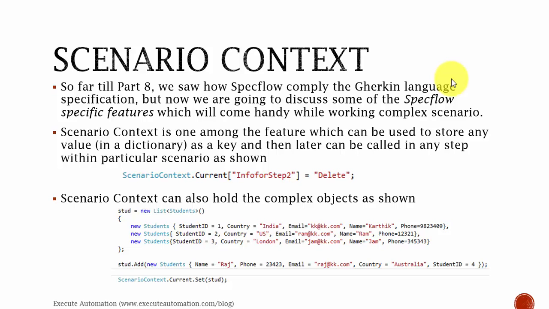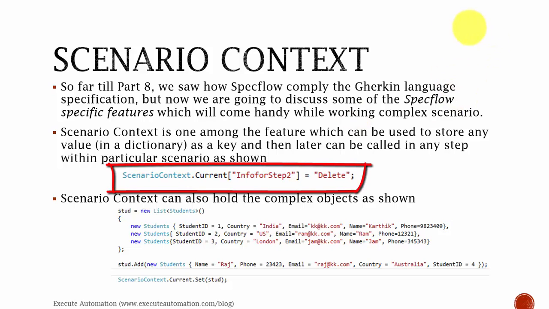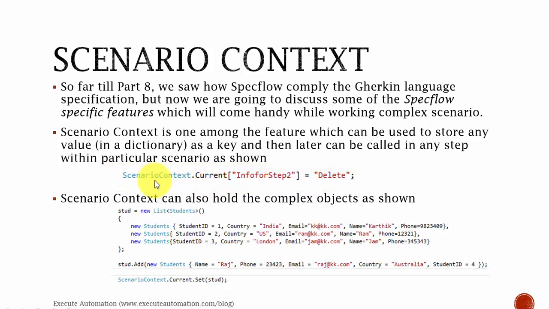In this part, we're going to discuss scenario context. Scenario context is one among the features which can be used to store any values. It's more like a dictionary in C Sharp, and it stores everything in key value combinations. So it can store a simple data type or a complex data type. As you can see here, currently I'm storing in ScenarioContext.Current. So ScenarioContext is a class and it has a Current which stores the complex or the simple data types.